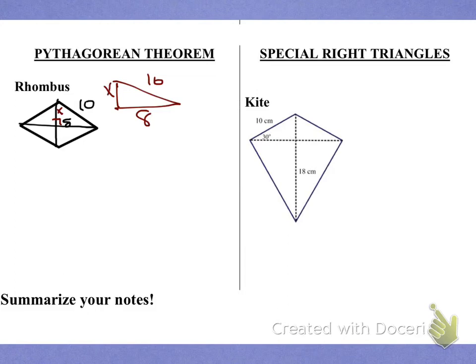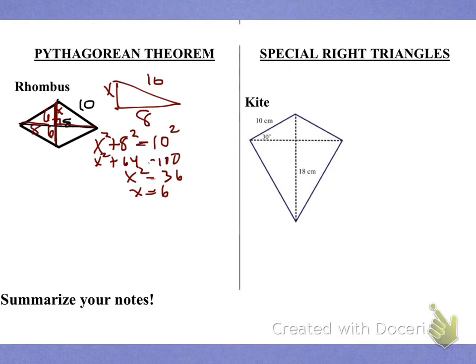So this is going back to the last unit. x squared plus 8 squared equals 10 squared. x squared plus 64 equals 100. That leaves us with x squared equals 36 and x equals 6. So I know that this top portion right here is 6, which makes this bottom portion also 6, and if the right side was 8, then this left side is 8 as well.